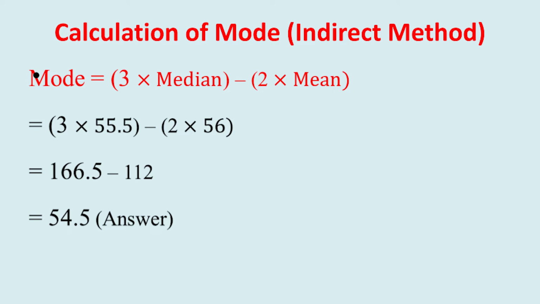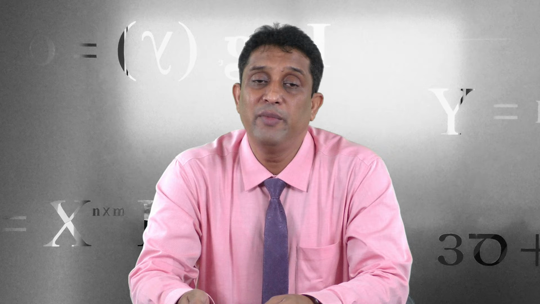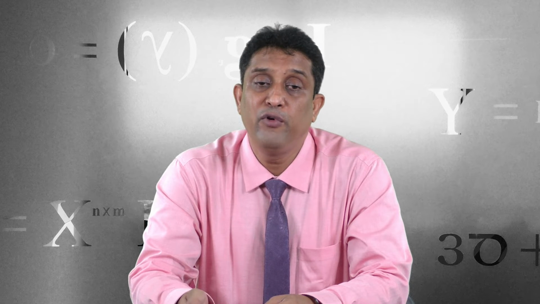We have also calculated the mean, that is 56. So now multiply 3 with the median and 2 with the mean and subtract it. So here 166.5 minus 112, that is 54.5. So friends, here mode in the indirect method is 54.5.